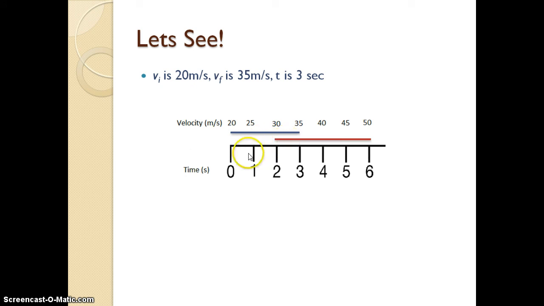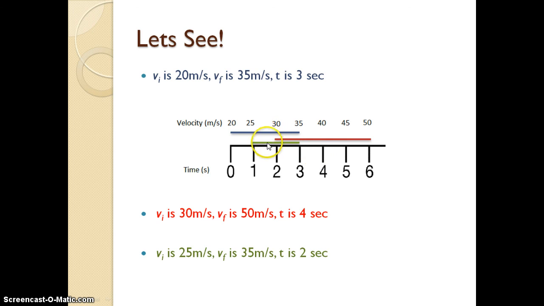The red one does not start at 0, so its VI is not 20. It's like it got shifted down. So if you could somehow cover up the first 2 seconds, the VI for this red segment starts at 30. And the end velocity for this red segment is 50. And how many seconds? From 2 to 6 is 4 seconds. So here we are. Notice how, depending on when you look at the times, VI can change. That's a big deal in physics. We're not always going to look at the beginning of the clock to the end of the clock. We're going to look at small parts in between.